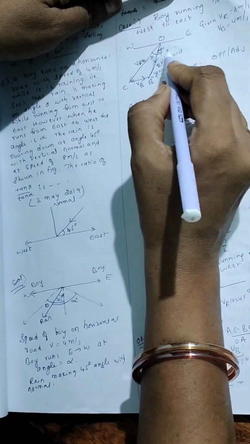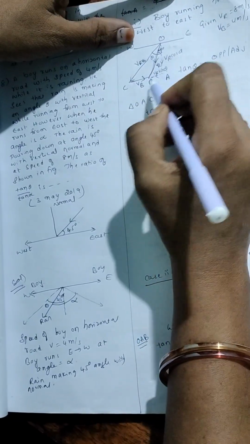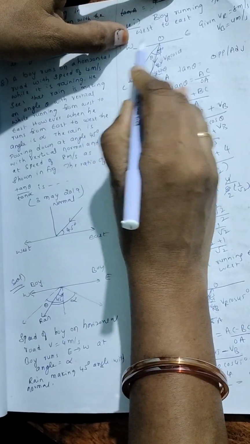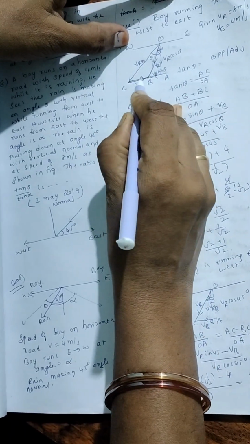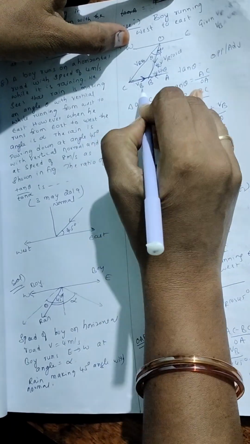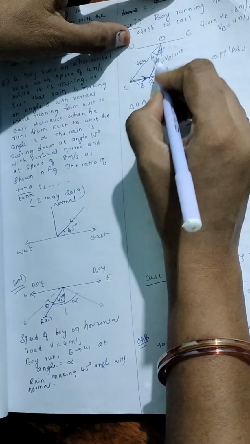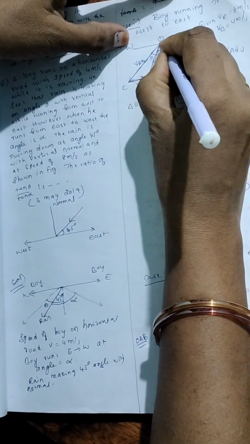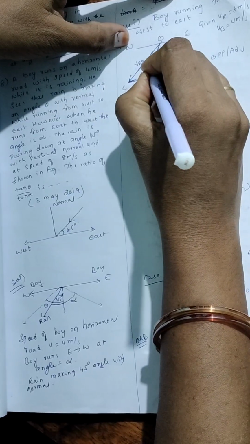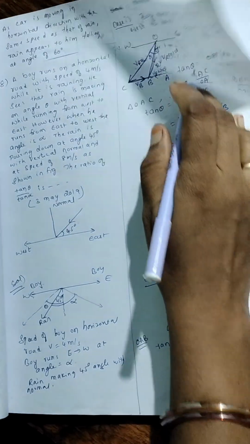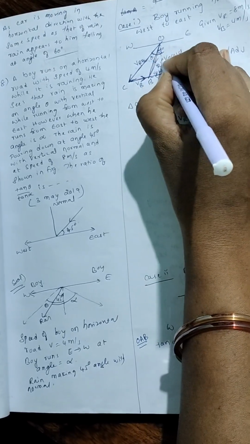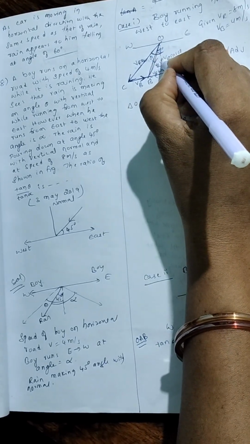Now, here the boy is running from west to east in such a way. V boy is the velocity of boy. Now this is the velocity of rain. Now this becomes the relative velocity of rain with respect to the boy. And this relative velocity is making an angle theta with vertical, he said in the problem.